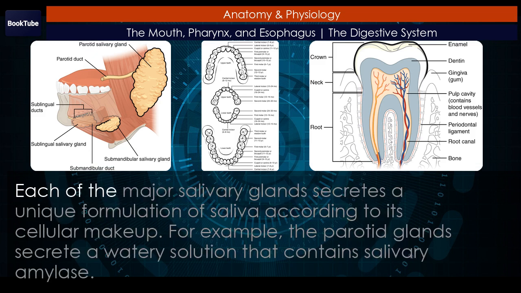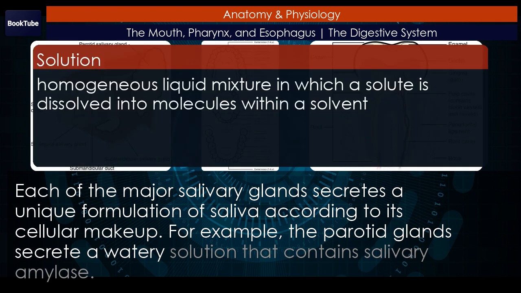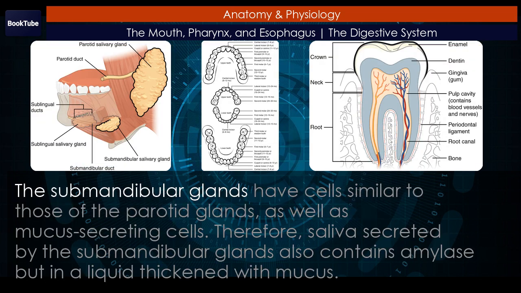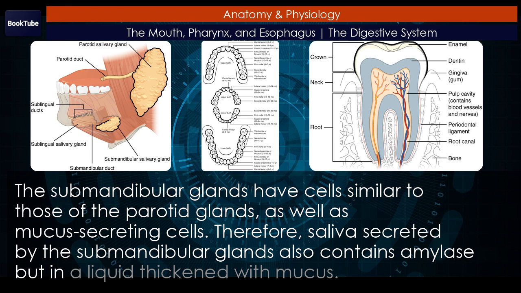Each of the major salivary glands secretes a unique formulation of saliva according to its cellular makeup. For example, the parotid glands secrete a watery solution that contains salivary amylase. The submandibular glands have cells similar to those of the parotid glands, as well as mucus-secreting cells. Therefore, saliva secreted by the submandibular glands also contains amylase but in a liquid thickened with mucus.